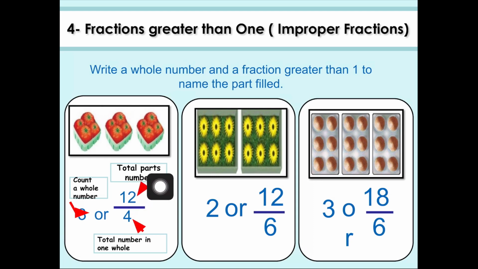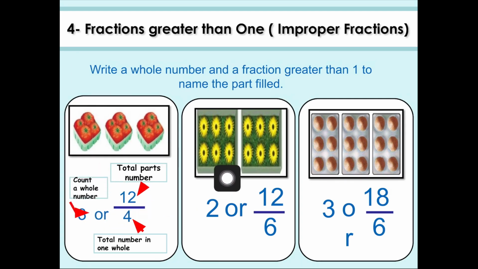We counted first the total parts. How many individual or how many total tomatoes do I have? And then on the bottom, my denominator is the total number in one whole group. So in one group, I have 4, and all together, I have 12.